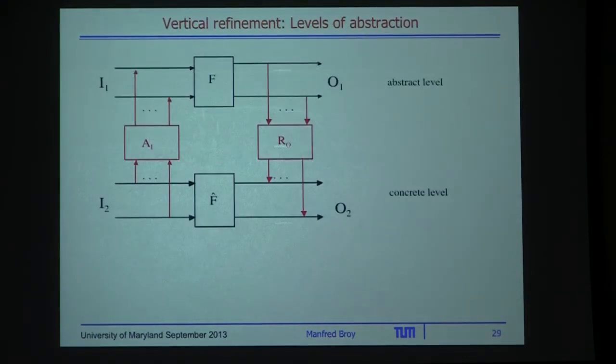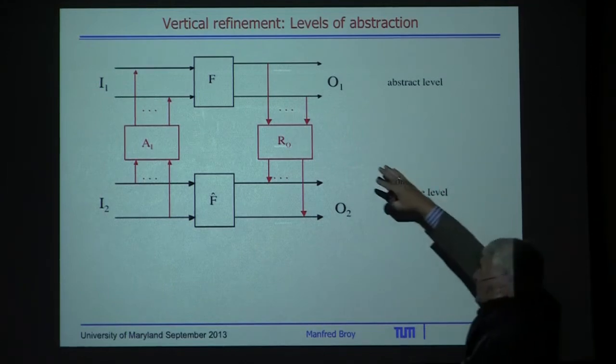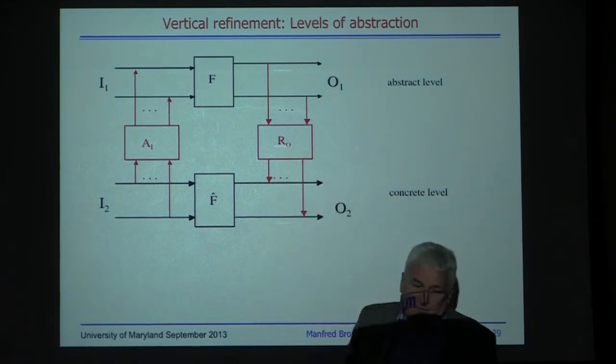The next notion is a little bit more complicated. It's a vertical refinement, changing levels of abstraction. I just give you the idea, and I will not go into the technical mathematical details, which take a little bit more time. Assume now you have two systems which are at completely different levels of abstraction.